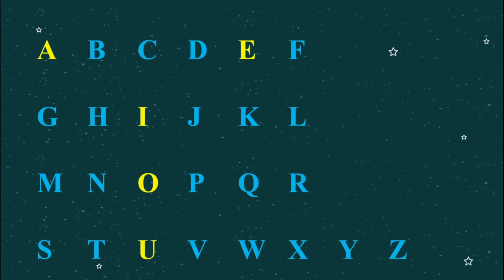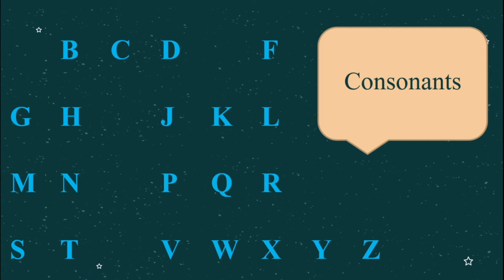The alphabets in yellow, like A, E, I, O, U, and the alphabets in blue, like B, C, D, Y, and Z, are different kinds of alphabets. The alphabets in blue, we call consonants. It works like Kokai Teng Honoku in Thai.